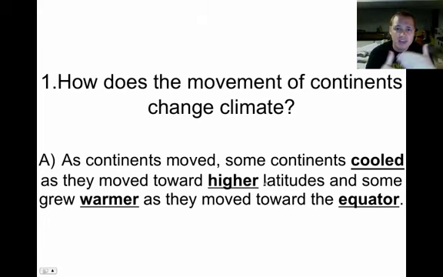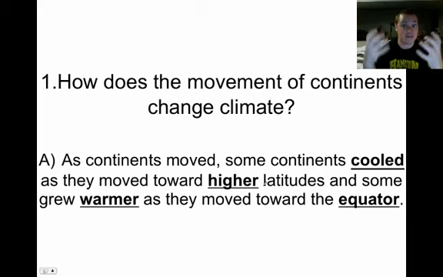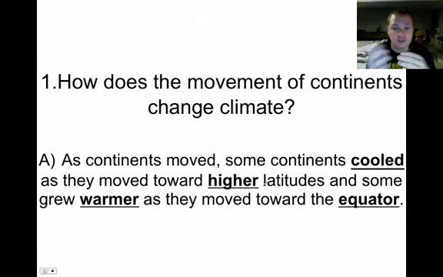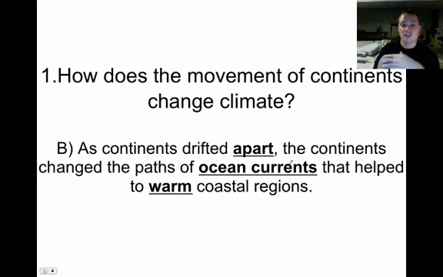When the continents move, they actually allow gases and different items from the interior of the Earth to make their way into the Earth's atmosphere and basically to the surface. When that happens, they can cause a change in the climate, not only because of the shifting and moving, as you see right here. As they move farther away from the equator, it gets colder. When they get closer to the equator, it gets warmer. But there is also a change in the currents.